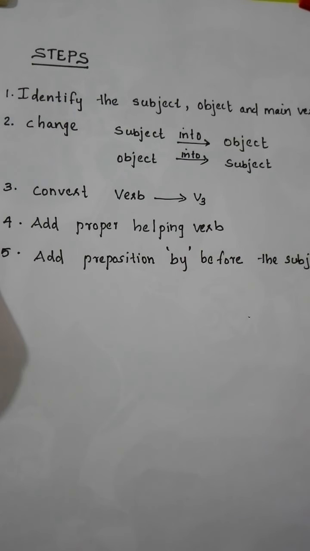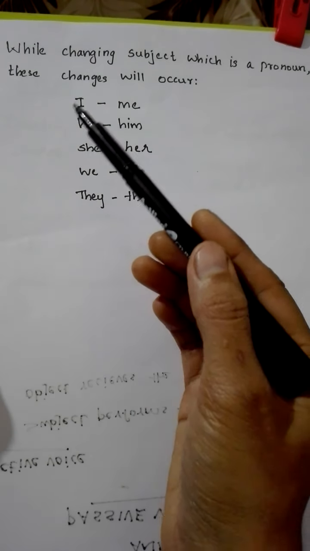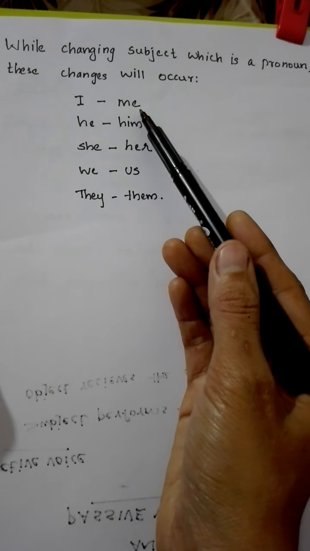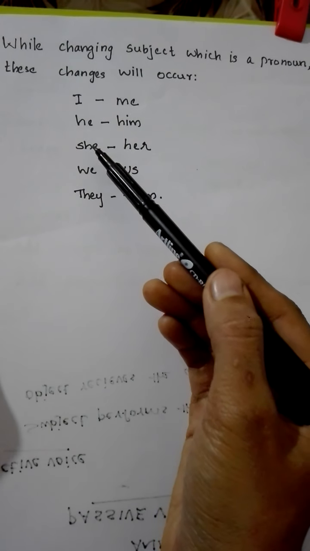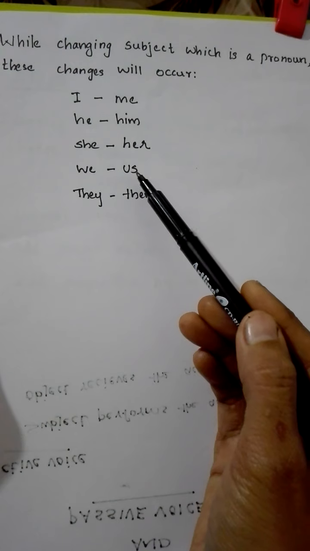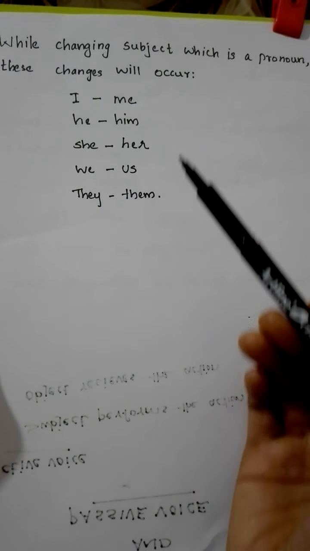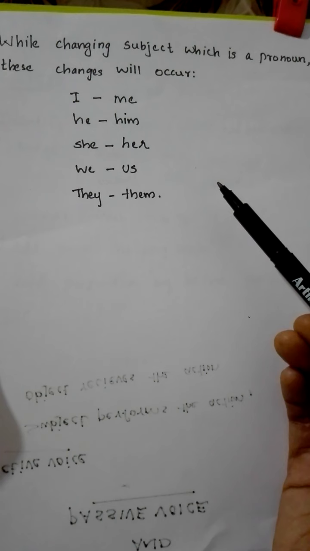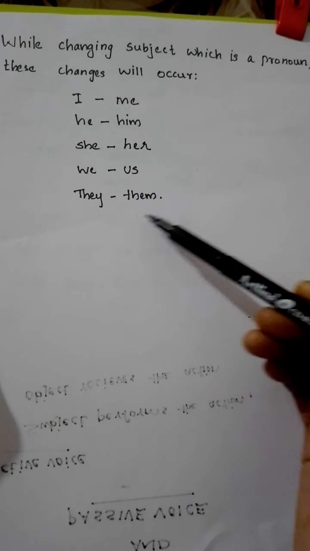Okay, and one more thing. While changing a subject which is a pronoun, these changes will occur in the passive voice. What are the changes? Yes, the pronoun I becomes what? Me in the passive voice, and he becomes him, and she becomes her, and we becomes us, and they becomes them. These changes will occur when we change a subject which is a pronoun in the active voice into passive voice. Clear? I'll show you one example by using those 5 steps. Then it will be clear for you.